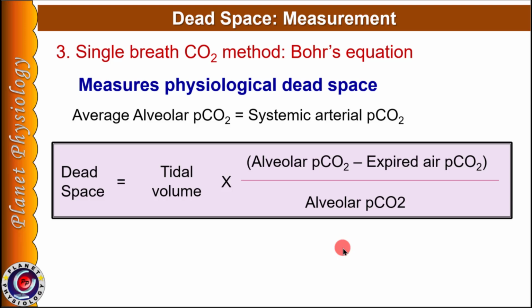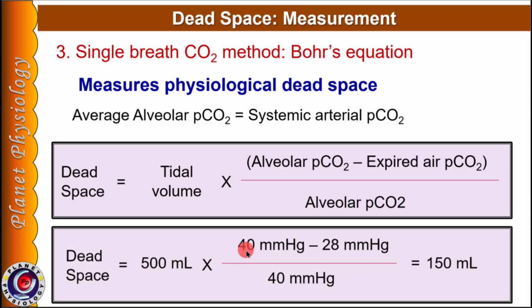Normally, tidal volume is 500 ml, arterial PCO2 is 40 mm of mercury and expired air PCO2 is 28 mm of mercury. So by substituting these values in Bohr's equation, we get dead space as 150 ml. If you are interested to know how much exactly is the alveolar dead space, you can simply subtract anatomical dead space from physiological dead space. Bohr's equation method is mainly measuring the physiological dead space. This equation can also be used to measure anatomical dead space by replacing arterial PCO2 with alveolar PCO2, where PCO2 of the last 10 ml of the expired gas is considered as alveolar PCO2.